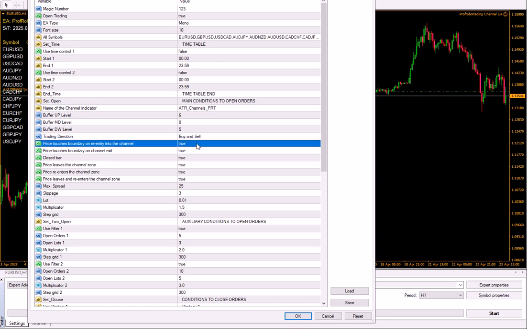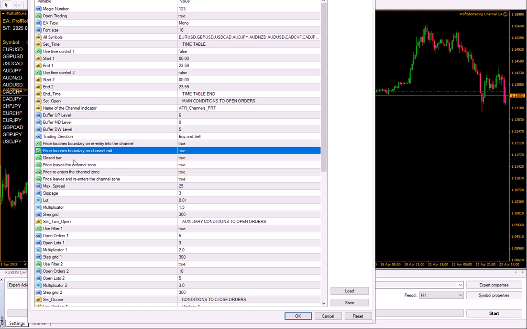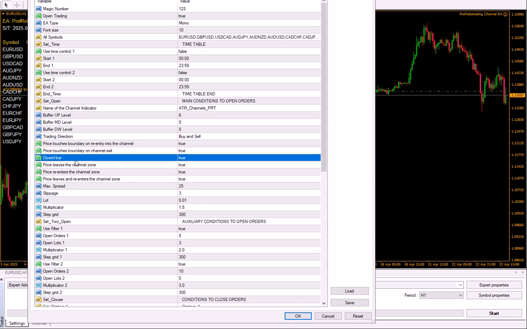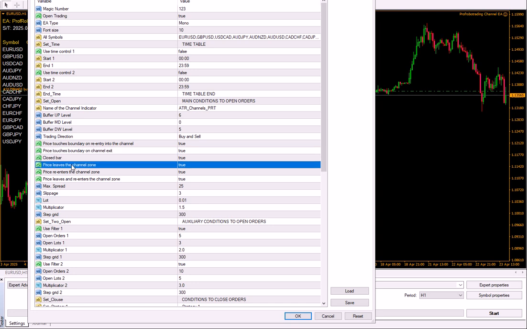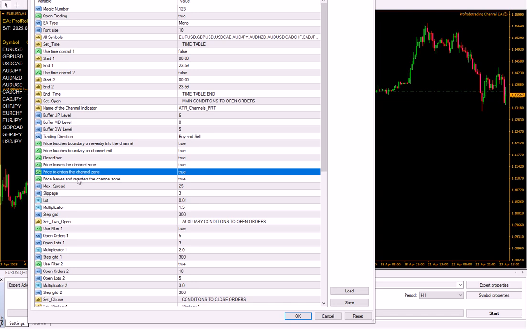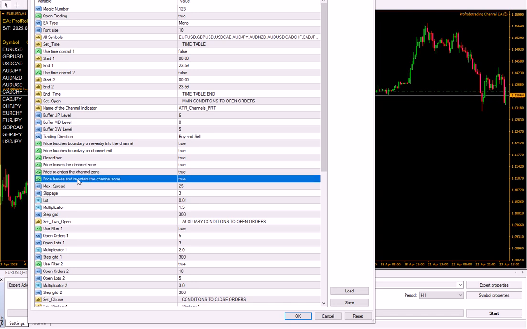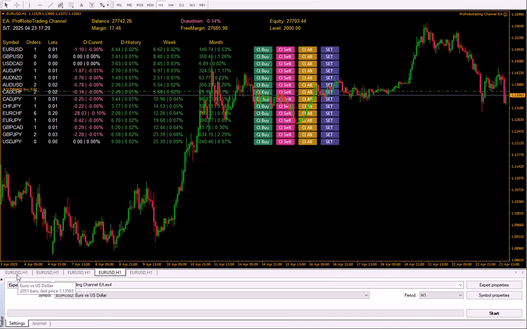Touching the channel boundary is considered as a channel touch. The closing bar is the crossing of the channel boundary. The price leaves the channel zone, or the price leaves and returns to the channel zone. These are very important conditions.